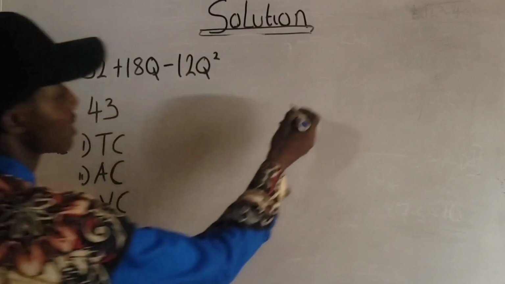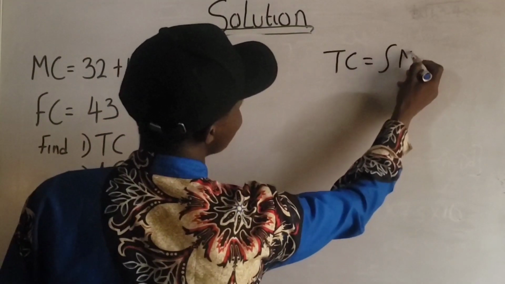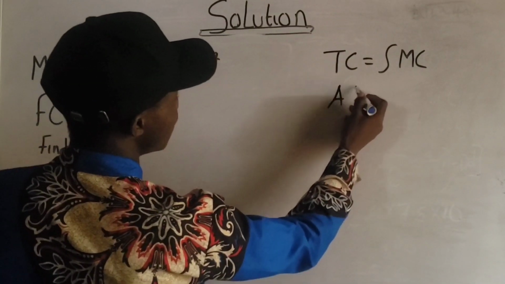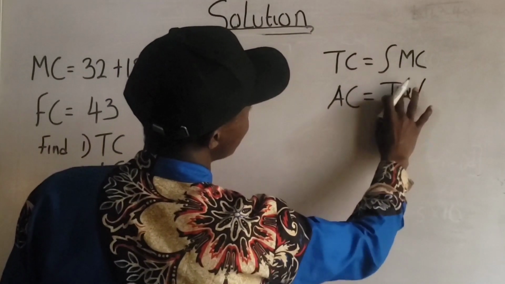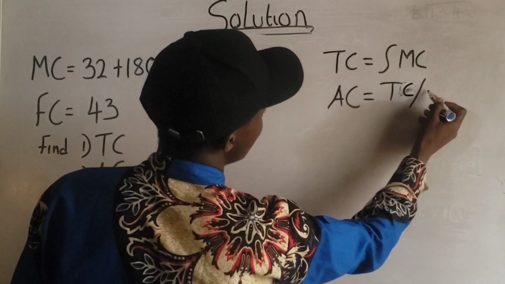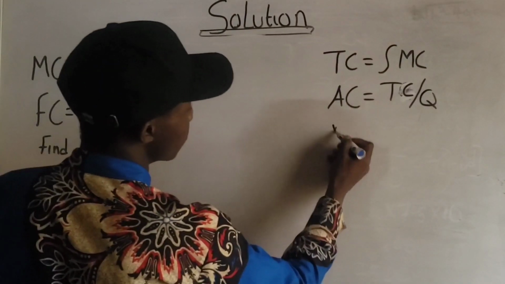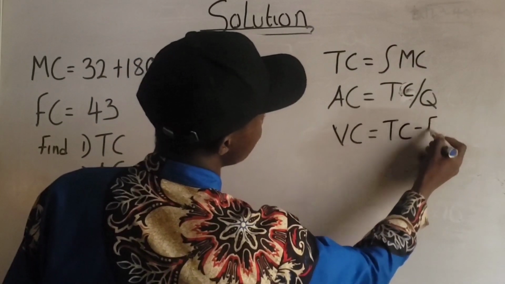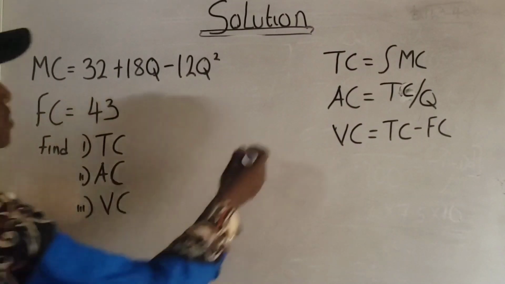Recall that total cost is equal to the integration of marginal cost, and the average cost, which is AC, is equal to the total cost over output, which is Q, and the variable cost is equal to the total cost minus the fixed cost. Okay, now let us proceed with our solving. With this, we can proceed to solve this question.